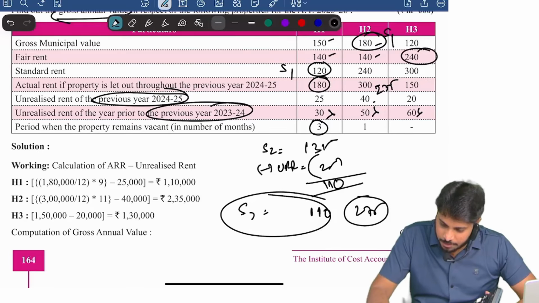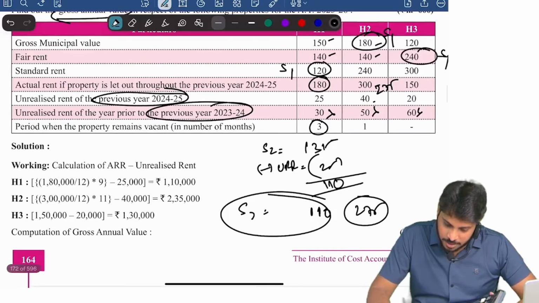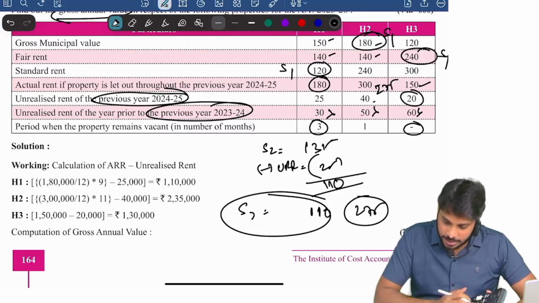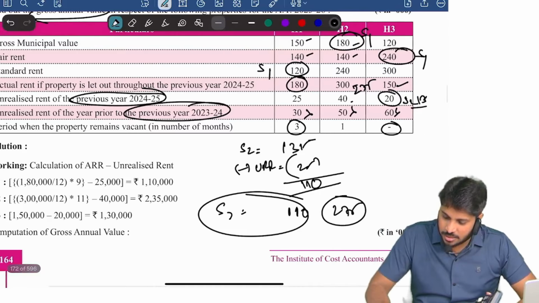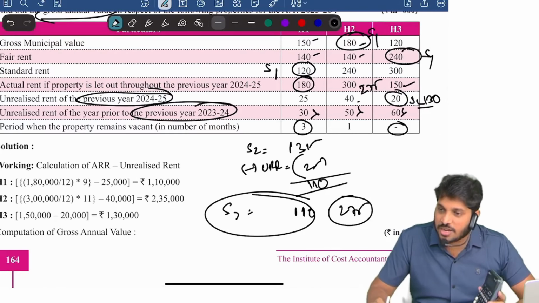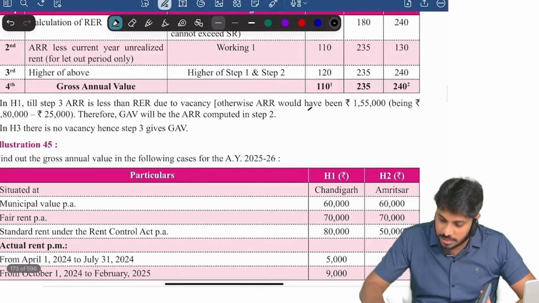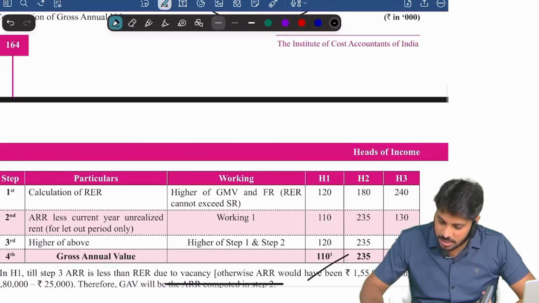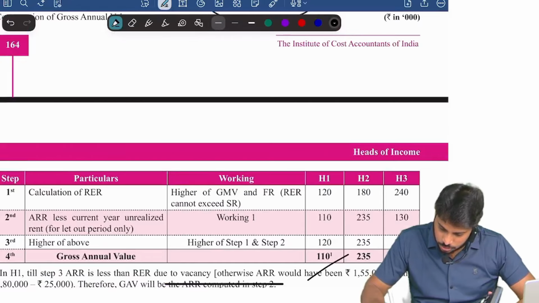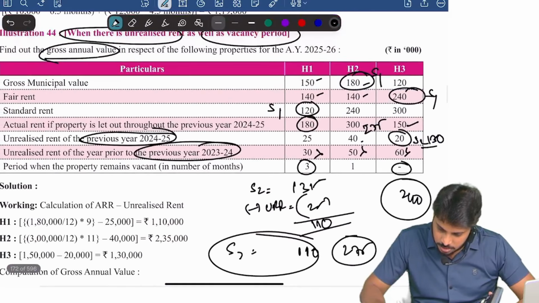240. So step number 1 is 240. Step number 2 is 150. Vacancy is not at all there. Unrealized rent is 120?? 150 minus 20 is equal to step number 2, 130. See, here vacancy itself is not there. Whichever is higher, 240. The answers are 110, 275, 240. 1 and 3 are fine. Now what happened here?